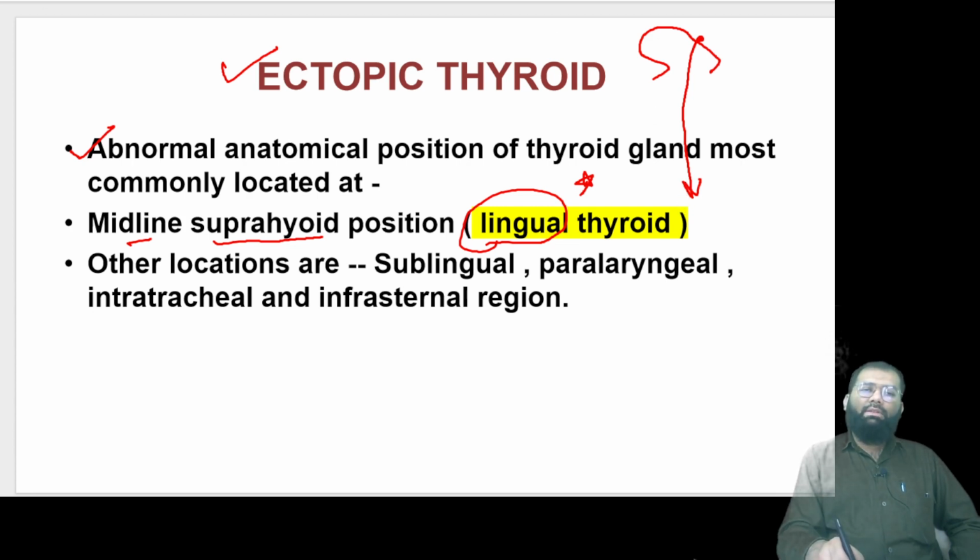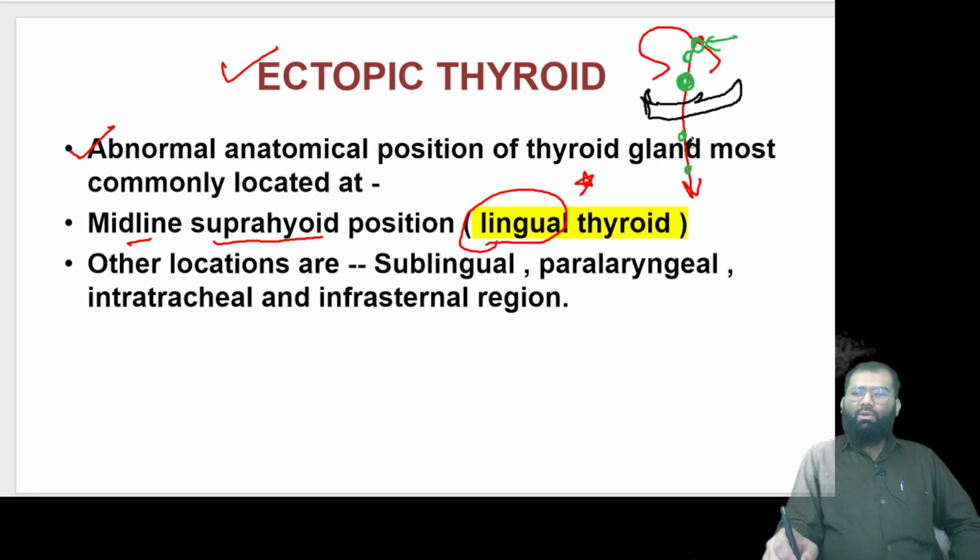In between there lies the hyoid bone. Here lies the hyoid bone, right? So this is the site of migration. This is the pathway of migration, which is called the thyroglossal duct. Now, anywhere along this duct, you can have ectopic thyroid. So if you have it in the suprahyoid region in the tongue, we call it lingual thyroid, which is one of the most common locations.